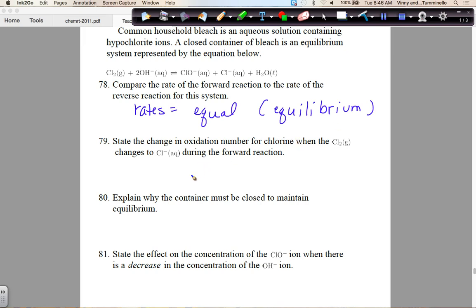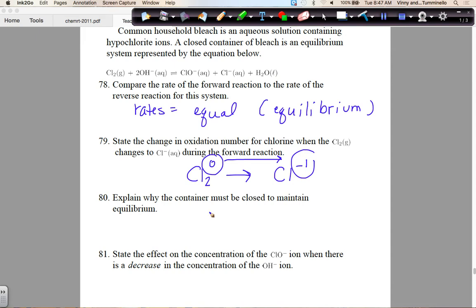State the change in oxidation number when Cl2 changes to Cl minus. This starts out as a 0. Minus is the same thing as -1, so the oxidation number goes from 0 to -1.